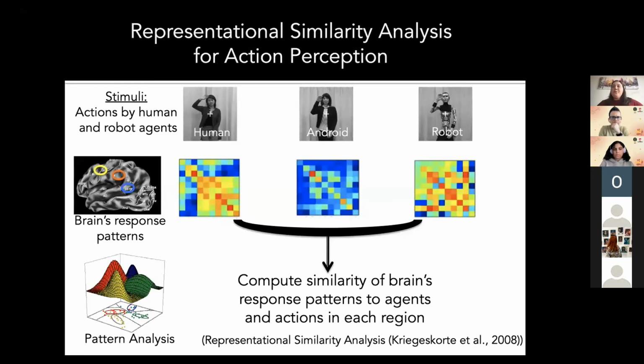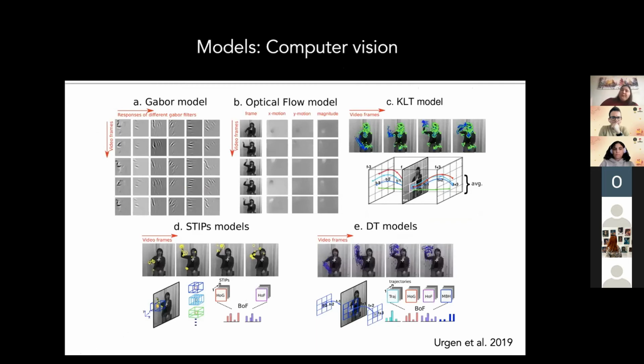So this is why we use representational similarity analysis. What we do is that we show each of these agents and their actions to our human subjects. We record brain activity. These are our activity patterns. And then we compute the similarity of the brain's response patterns to agents and actions in each region that we are interested in. And in order to compute this, we actually use computational models. So one type of computational model comes from computer vision. I'm not going to go into the details of these models. If there are questions, please ask me at the end.